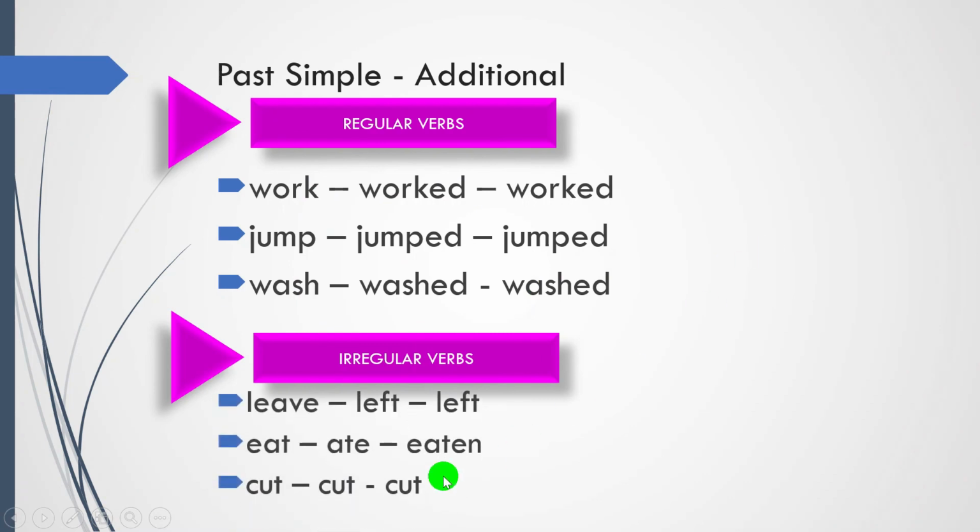However, for irregular verbs like leave, left, left, there is no added ED or D. The second and the third verb are the same, but they are completely different from the first verb. And eat, ate, eaten. You see, this one is completely different from the first until the end. Cut, cut, cut. This one is completely the same from the first until the end.